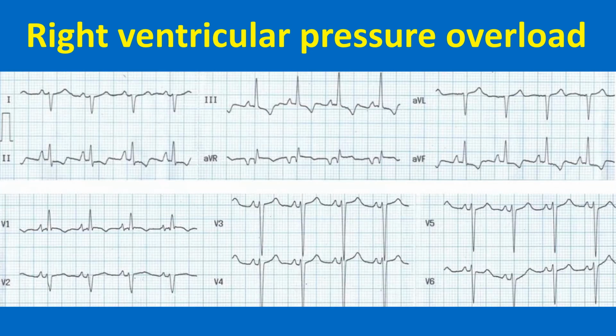Right ventricular hypertrophy with tall R in V1, deep S in V6 and right axis deviation. There is associated P pulmonale in lead 2 indicating right atrial enlargement secondary to right ventricular hypertrophy. Sharp positive P wave in V1 also reflects right atrial enlargement.